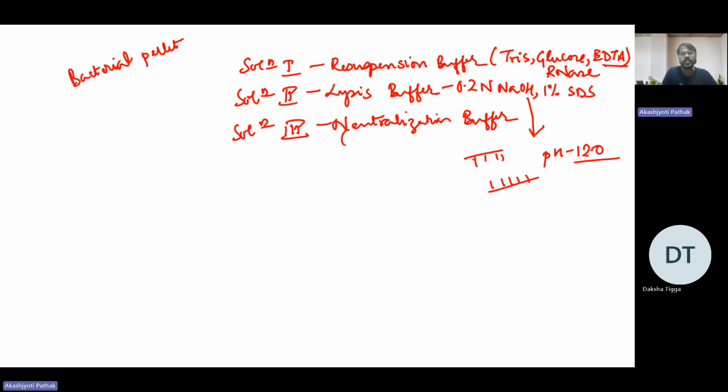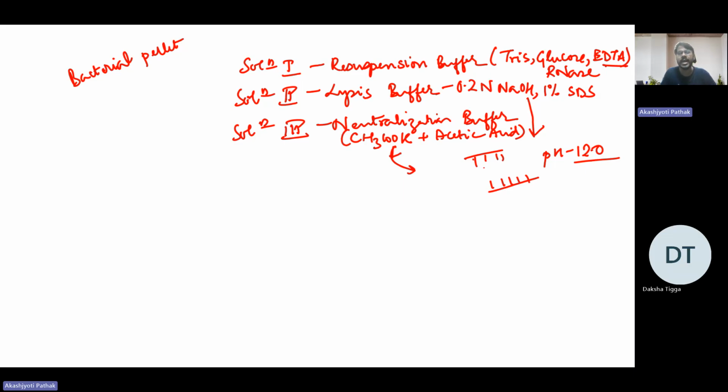Now, you add the neutralization buffer, which contains potassium acetate and acetic acid. Once you add it, it will lower the pH of the solution. Once the pH is lowered, the DNA will try to renature. Both the chromosomal DNA and the plasmid DNA will try to renature. But the plasmid DNA will be able to renature because it is small in size.